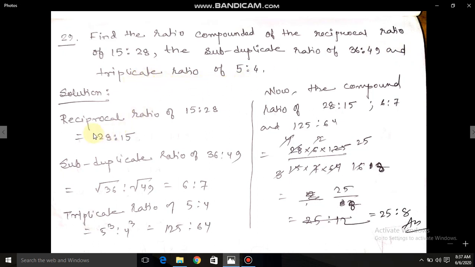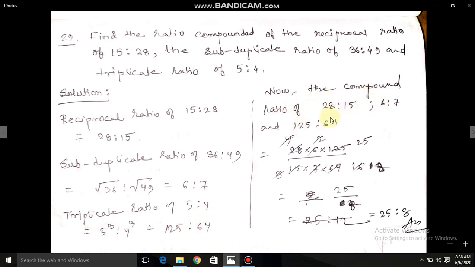So let us find the reciprocal ratio of 15 is to 28, which is 28 is to 15. Previous day we have already learned. Now subduplicate ratio is the square root. So root over 36 is to root over 49, that is 6 is to 7. Triplicate ratio of 5 is to 4 is 5 cube is to 4 cube, that is 125 is to 64. Now we'll have to find the compound ratio of these three ratios.